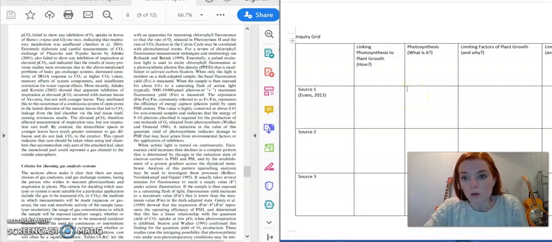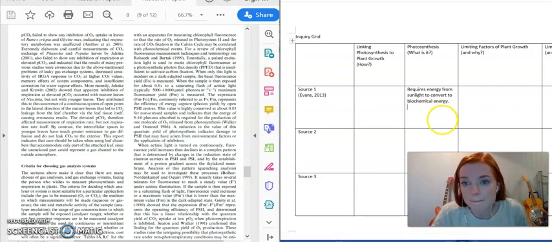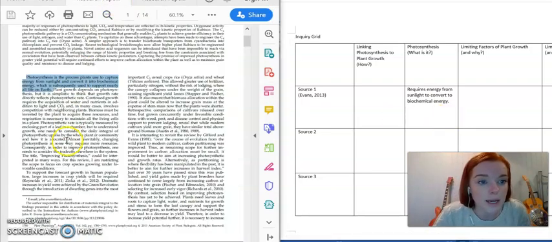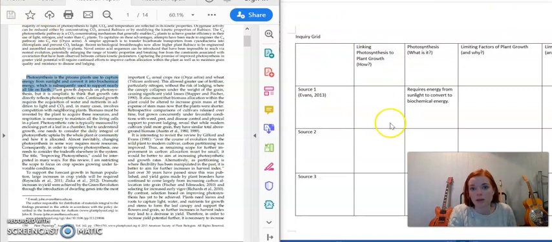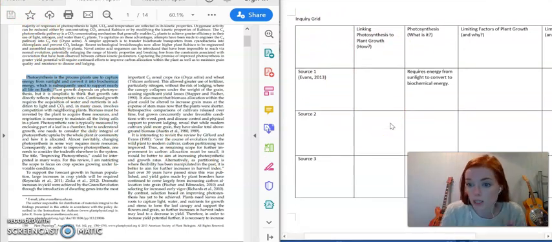So, requires sunlight or energy from sunlight to convert to biochemical energy. Okay, and then I can look back and see what else I could talk about in here. So that's our inquiry grid. That's one way that you can take down notes and then write your rationale from there.